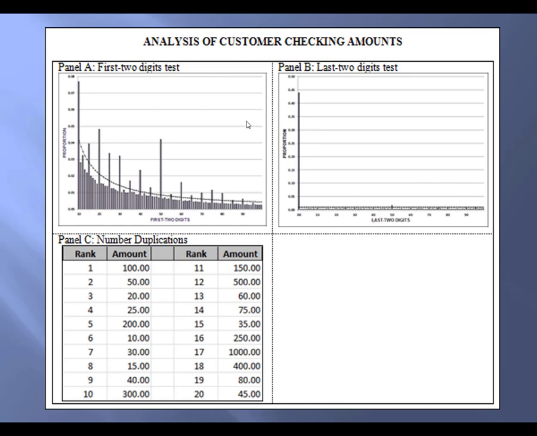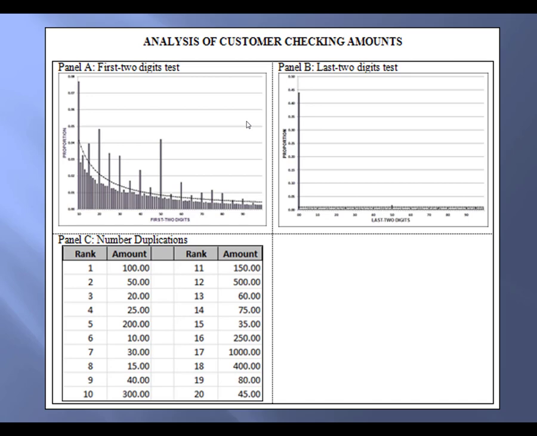40, 50. Then what I did was I looked at the last two digits, and I saw that the cents amounts were double O for most of the time. I then looked at the number duplications, and I said, what actual dollar amounts are people writing checks for? And you can see the listing over there. On the left, we start with 100, then 50, then 20.